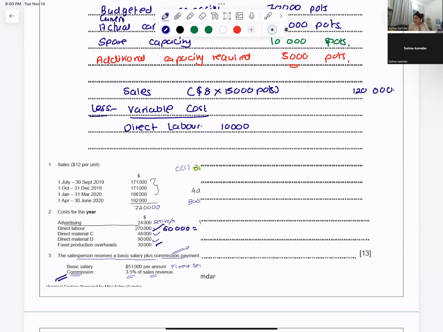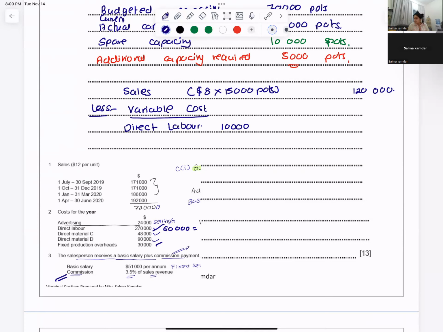And for the additional capacity of 5,000 pots, my labor cost will be 5,000 into $5.25. So this direct labor will be 45,000 for normal capacity and 26,250 for additional capacity. So total direct labor cost will be 71,250.